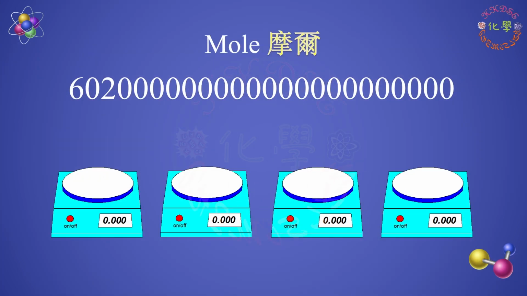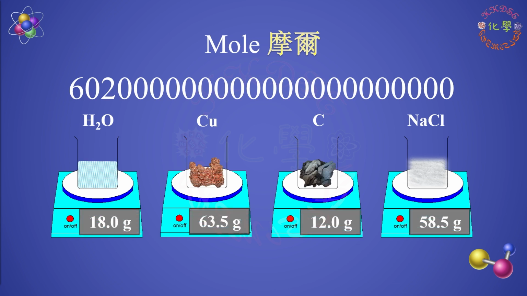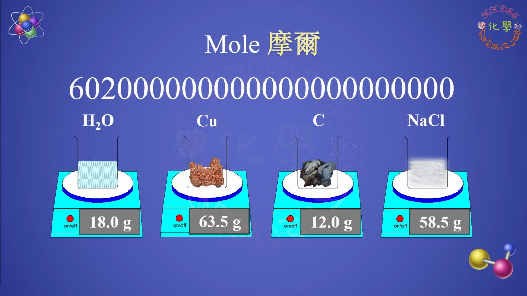For example, take 1 mole of each of 4 substances: water molecules, copper metal, carbon, and sodium chloride. They have different masses and volumes, but they all contain 6.02 times 10 to the power of 23 formula units. We should notice that the mole can relate the mass of a substance to the number of formula units contained in the substance.